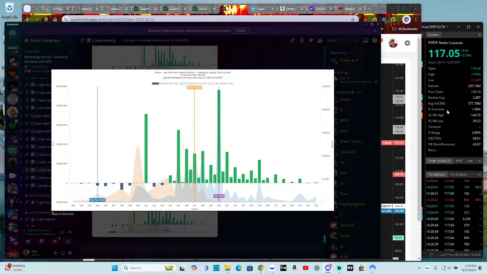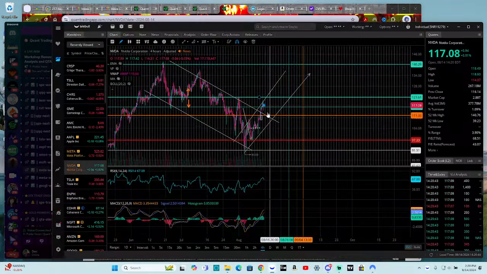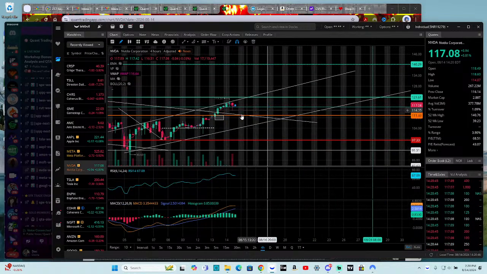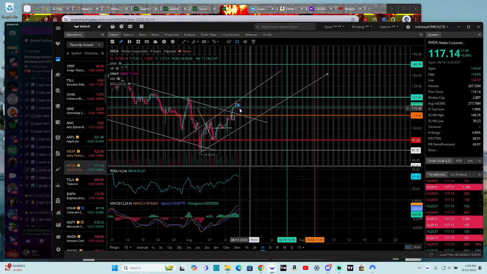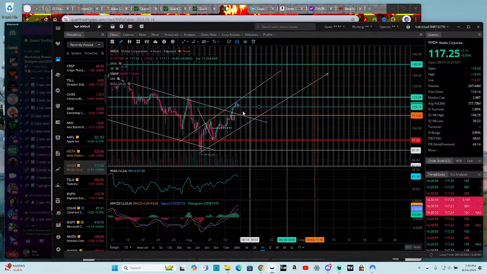As long as we hold this support, 120 is looking good. If this breaks, we look to this support. If that breaks, we look to the support of the trend. And it's all about your risk tolerance. There could be a stop loss at 116. There could be a stop loss at 111. It's all up to you. It's all about how much pain you're willing to take.